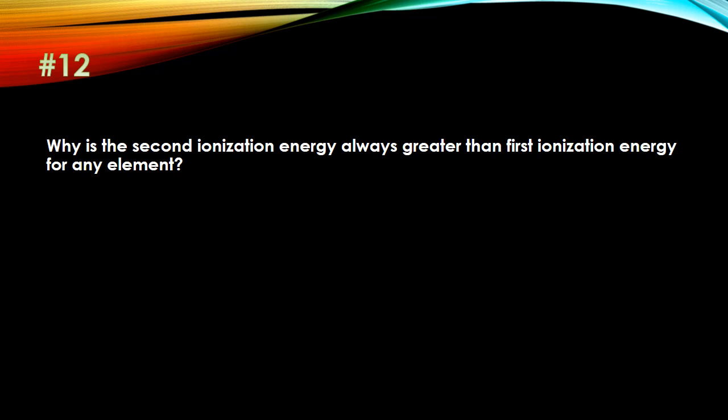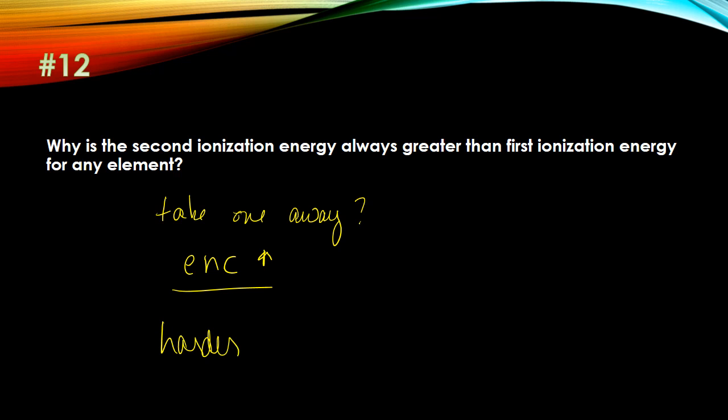I like this question a lot. Why is the second ionization energy always greater than the first, no matter what the element is? Well, the answer to this is pretty simple. If you take one away, the effective nuclear charge goes up. And the higher this guy is, the harder it is to take away an electron. So when you remove one electron, the nuclear charge goes up, so therefore it's harder to take away a second.